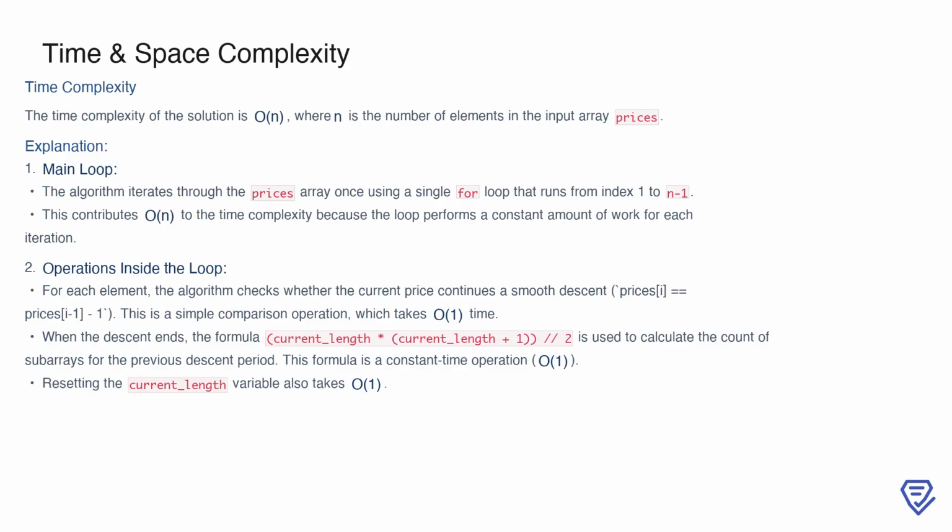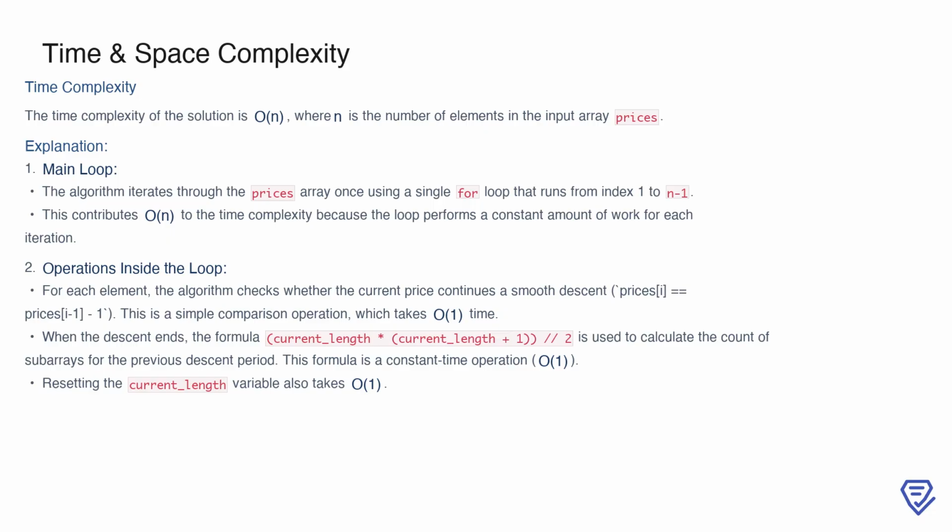Inside the loop, the algorithm checks if the current price continues a smooth descent by performing a simple comparison, which takes O(1) time. Additionally, when a descent period ends, the formula current_length * (current_length + 1) / 2 is used to calculate the count of subarrays for the completed descent. This formula is a constant time operation, O(1). Finally, resetting the current_length variable also takes constant time, O(1).